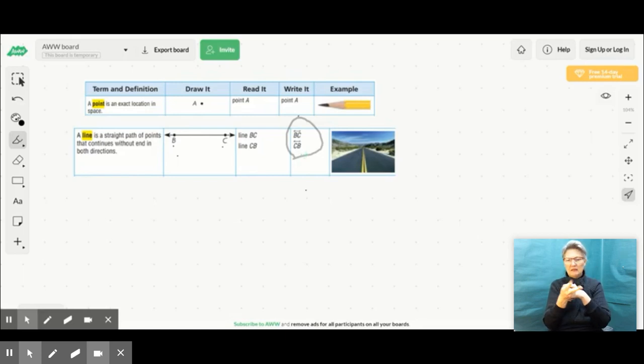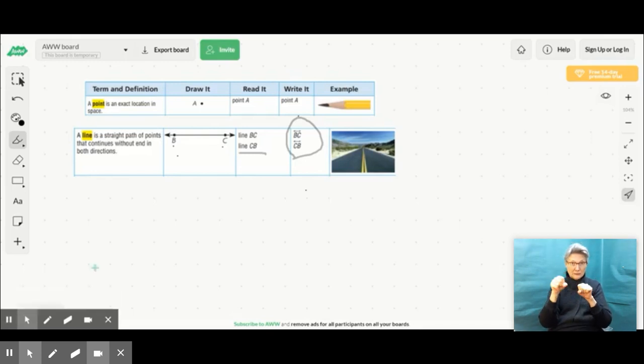Okay, so when you're writing out line BC, you don't need to actually write the word line like you do here. That's just how we read it. You would use the small line symbol on top of the letters, okay? And then here I have a picture, just an example of a line. This road could continue on forever, right? Because that's all we can see.